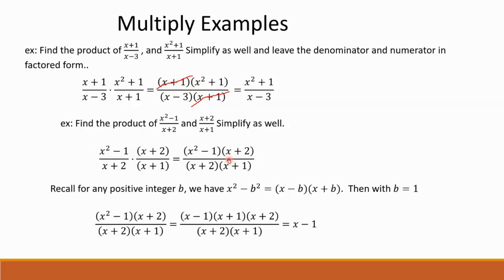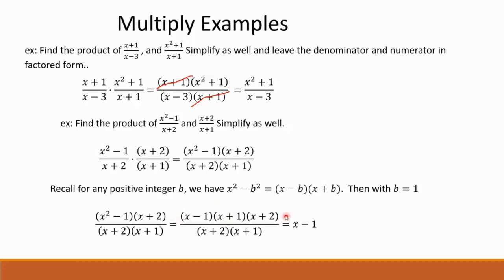And how do we know it's not factored? Well, look at the numerator. The denominator's factored, but the numerator has an x squared minus 1. We can factor that. We have seen a difference of squares. This term, x squared minus 1, is equal to x minus 1 times x plus 1. So we factor the numerator a little bit further.